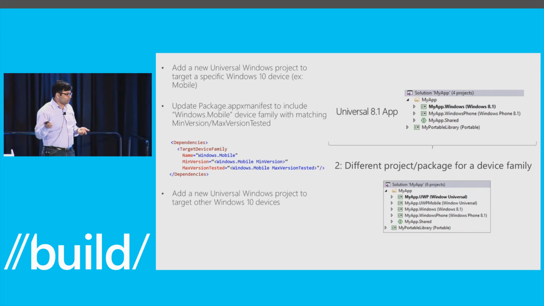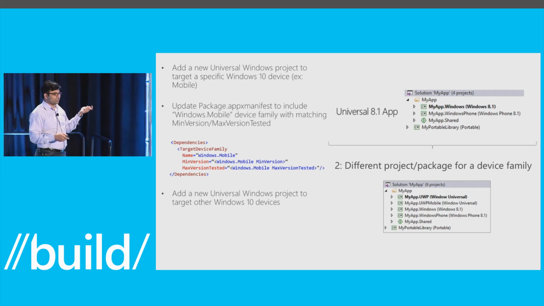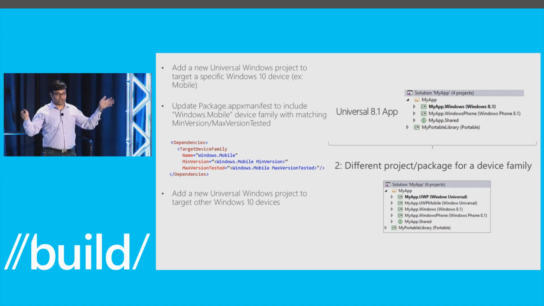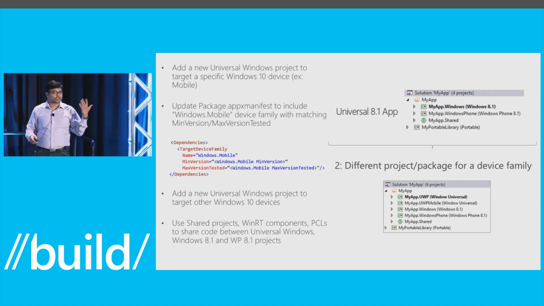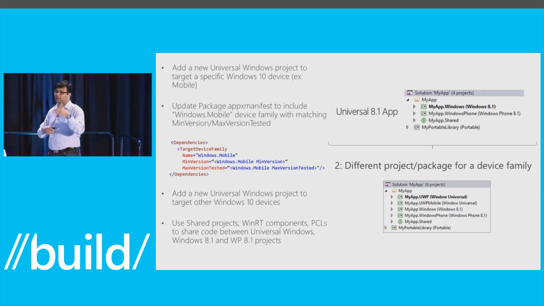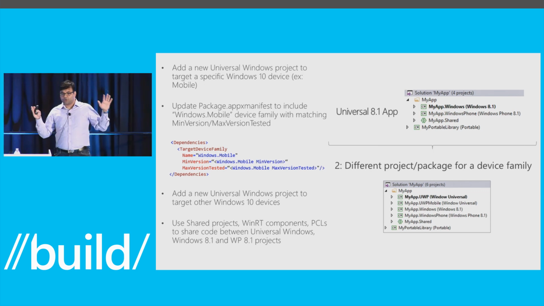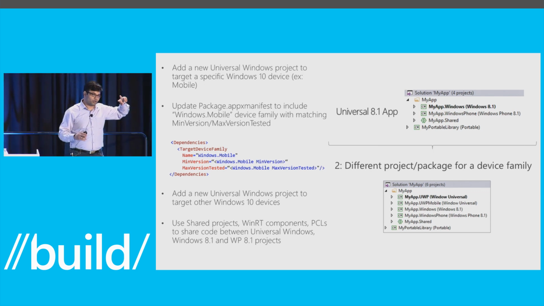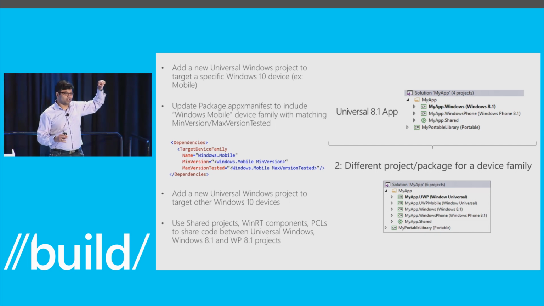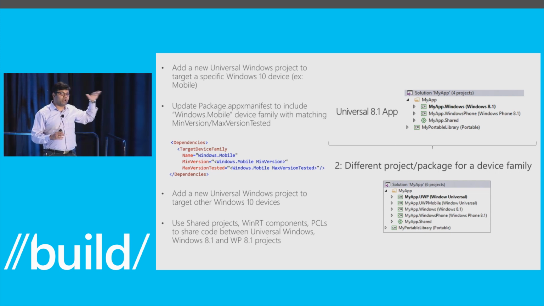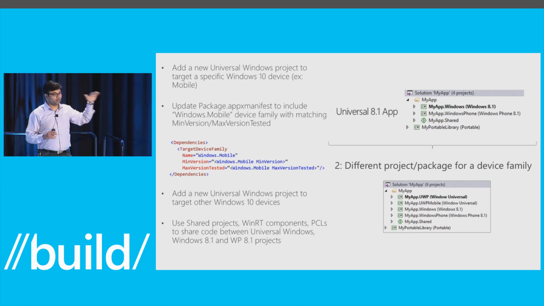If you want to target the rest of the devices, you can create yet another Windows Universal project, which is targeting the rest of the devices, and then use shared projects, WinRT components, and DLLs to share the code between them. So in this case, I'm building two packages for targeting Windows 10 devices. One is a universal package that goes to Xbox, IoT, and every other device, and there's one package which is specifically being built for Windows.mobile devices, right?